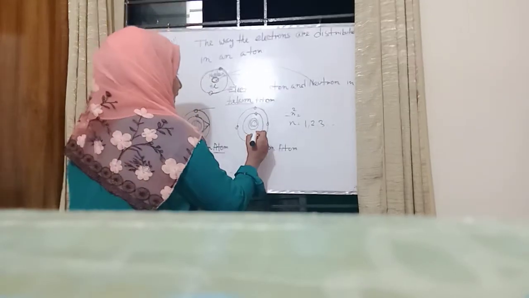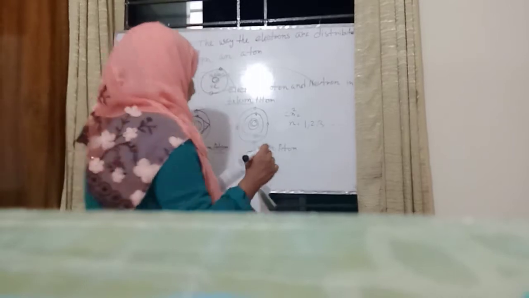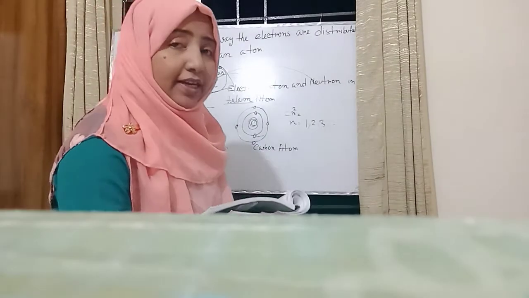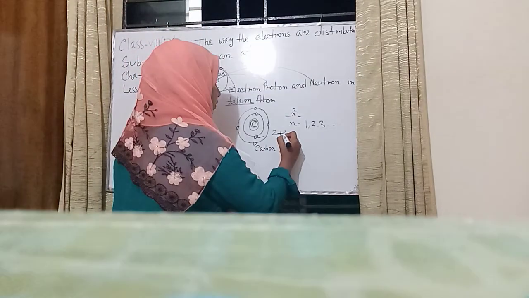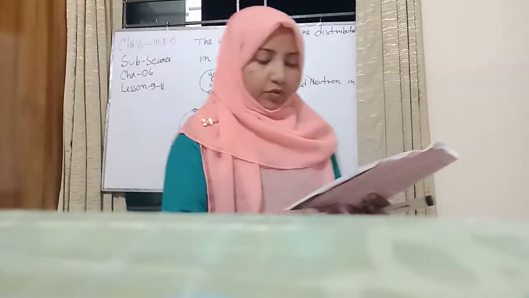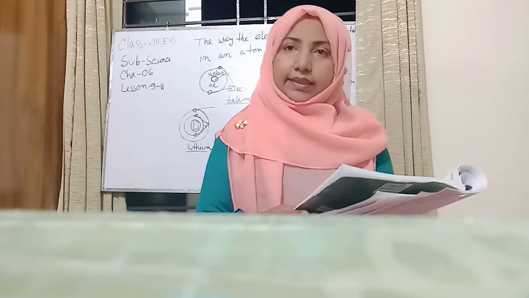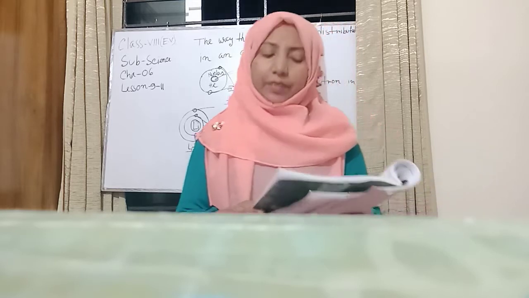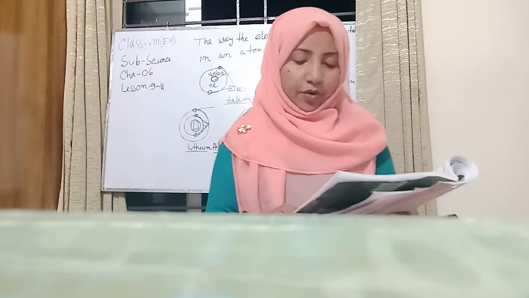In the first orbit there are 2 electrons, and in the second orbit there are 4 electrons. 2 plus 4 makes 6 electrons. Again, I will explain: in the same way, a carbon atom has 6 electrons, of which 2 are in the first orbit and the remaining 4 electrons are in the second orbit.